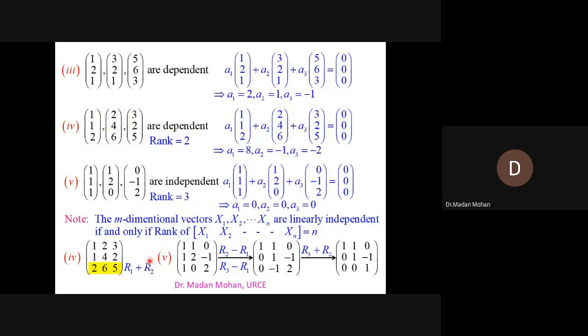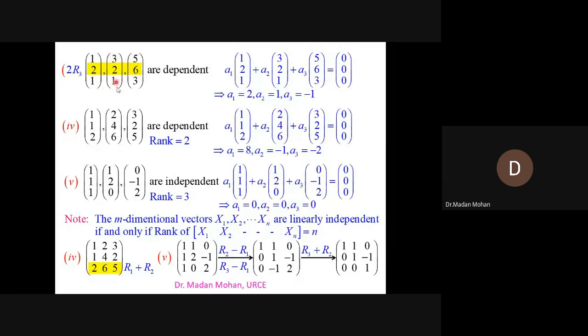Similarly, you can observe the third example also. 1, 2, 1; 3, 1, 5; 6, 3. Without observing also, you can tell using rank. Now observe the matrix 1, 3, 5, 2, 2, 6, 1, 1, 3, 2, 2, 6, 2, 1, 1, 3. You can easily observe this is nothing but 2 times the third row. It depends on the third row. You can delete it. Dependent, delete.